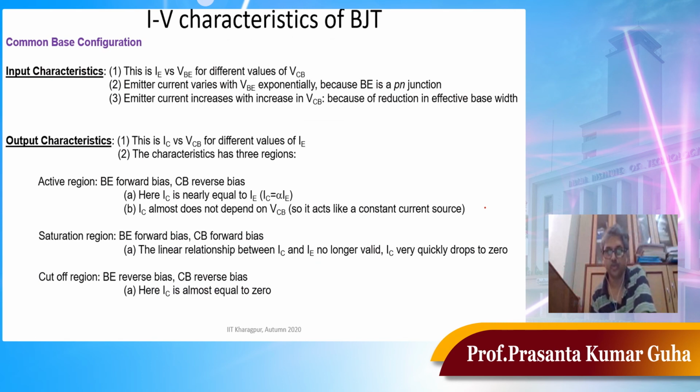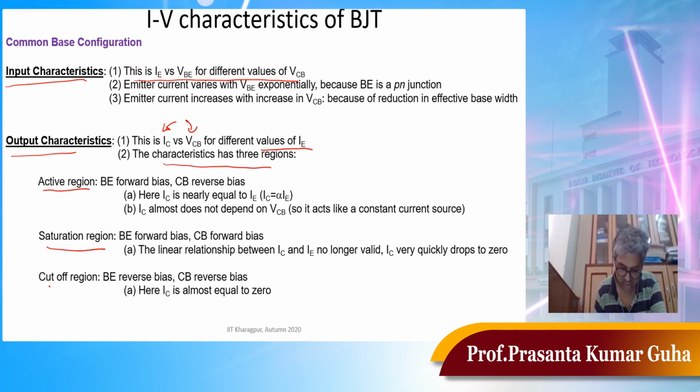This is what the slide is basically telling. This is your IE and the input characteristics: the emitter current is related to VBE exponentially. Those things I have mentioned, the input characteristics, and also the output characteristics. The output characteristics are between IC and VCB, and we have plotted them for different values of IE, as I said. There are three regions: active region, saturation region, and cutoff region.